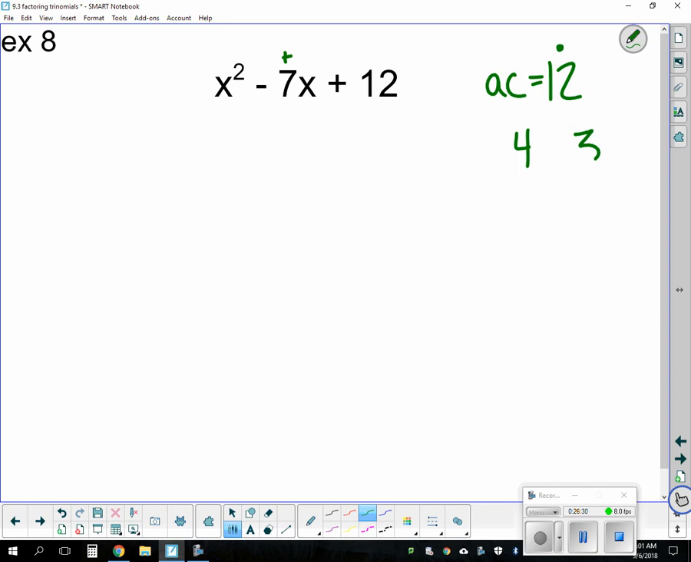4 and 3. What do the signs need to be? Negative 4 and negative 3. If A equals 1, you are able to take your shortcut. And what that means is you can go straight into your parentheses. You don't have to do any of that work in the middle. Negative 4 and negative 3 are going to go in your parentheses. Well, what's going to go in the front of the parentheses? What goes in the front of the parentheses is whatever you're going to multiply to get that.